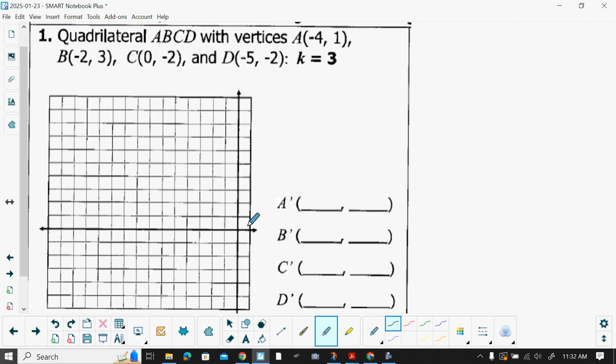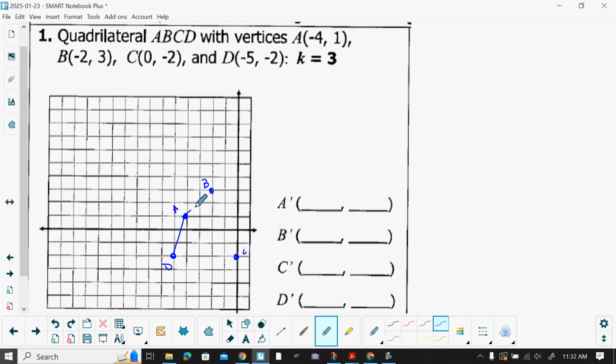So negative 4, 1 is point A. I'm going to use blue for the original. A is negative 4, 1. So 1, 2, 3, 4, 1. There's A. B is negative 2, 3. C is 0, negative 2. So 0, down 2. That's C. And D is negative 5, 1. So A, B, C, and D.